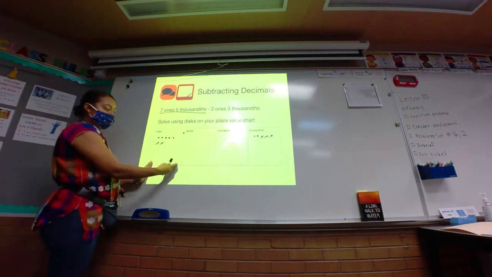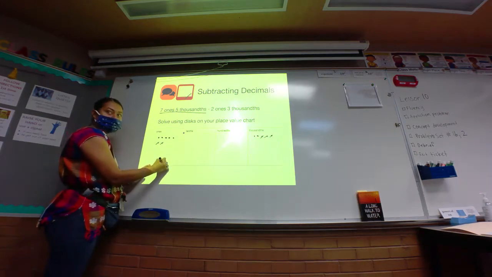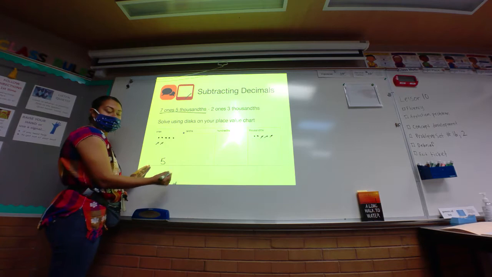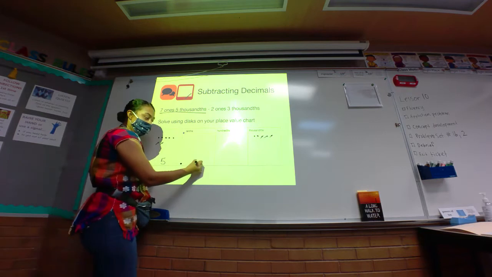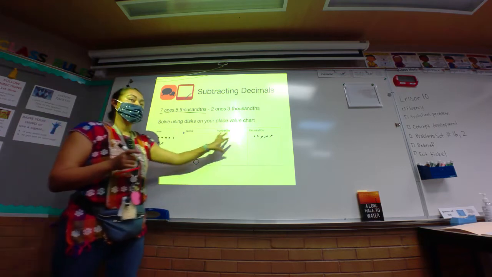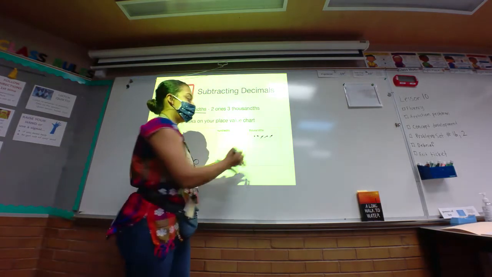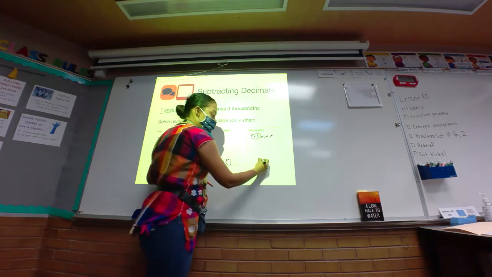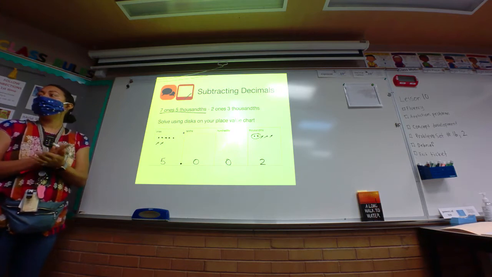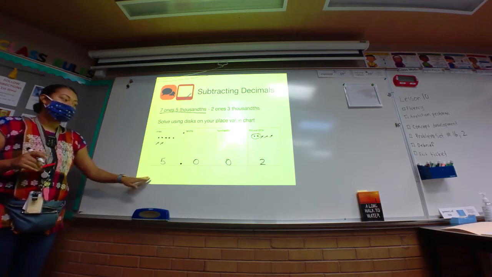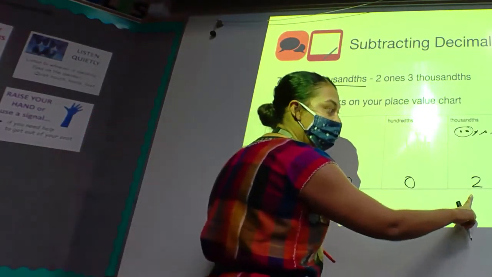Okay, so what number are we going to put here? 5, right? Decimal. How many tenths do we have? 0. So put in your 0. How many here? 0. How many here? 2. Elian. Come on. Okay, so this is our answer. What do we have? 5 and 2 thousandths.